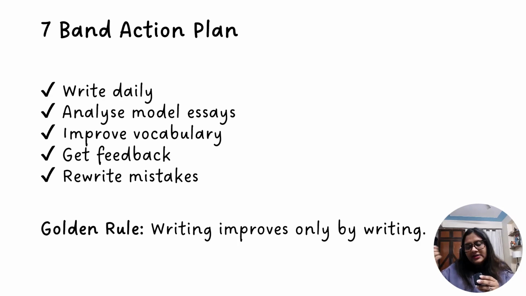Then get feedback. For the writing section, if you just keep writing and nobody gives you feedback, it will be of no help. You will keep repeating the same mistakes. So it's important that you take up a trainer, take someone's advice and get feedback on your writing. And rewrite your mistakes. Whatever you feel you lacked in your first task, rewrite it, so that you can see how well you have improved the second time.